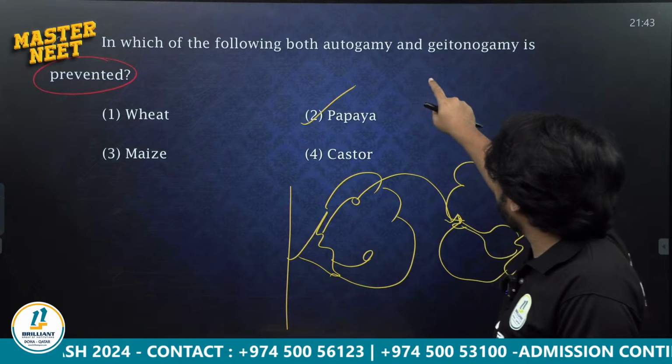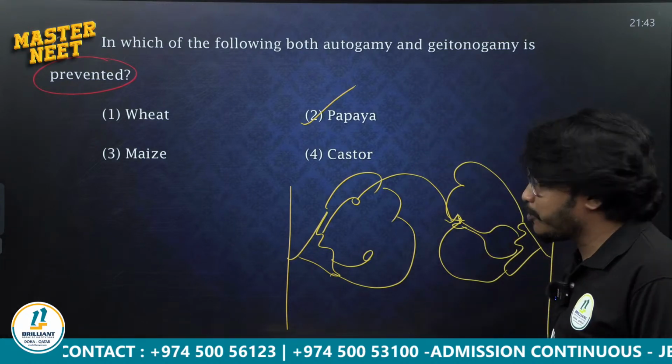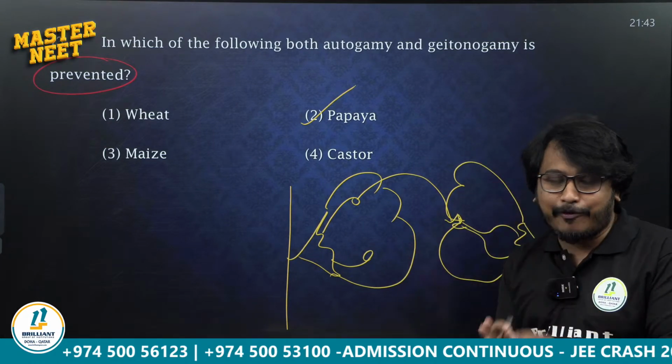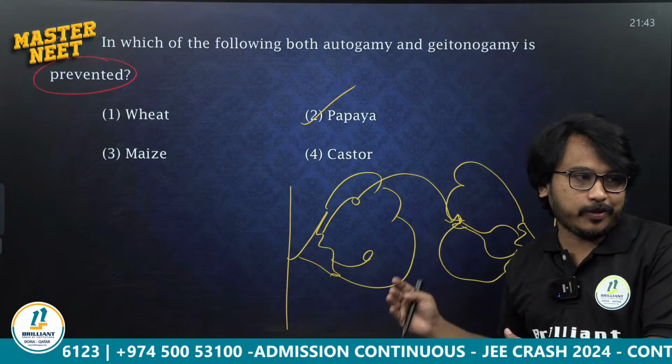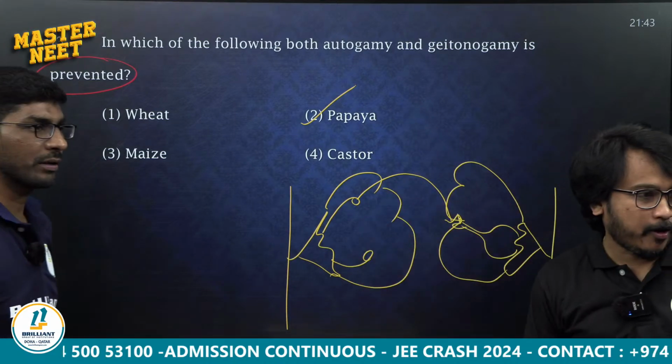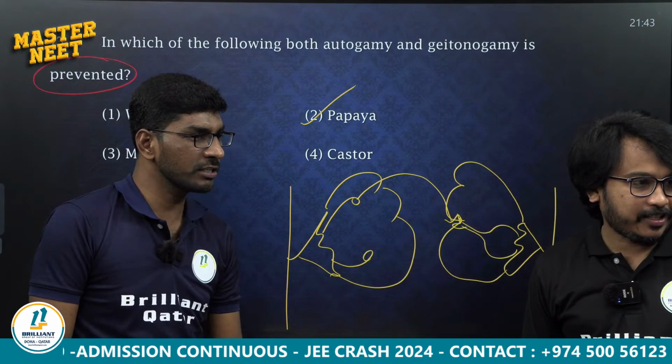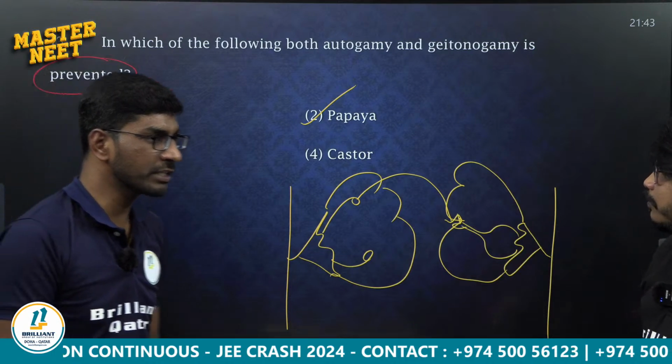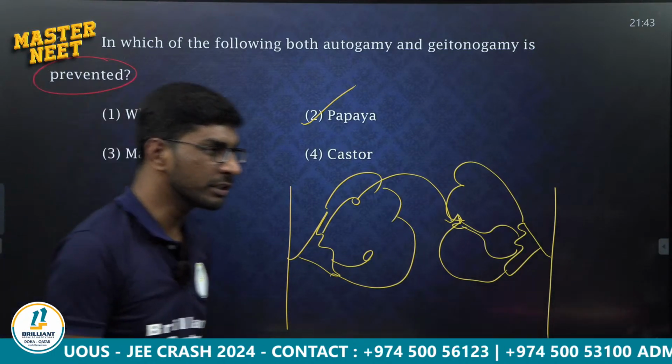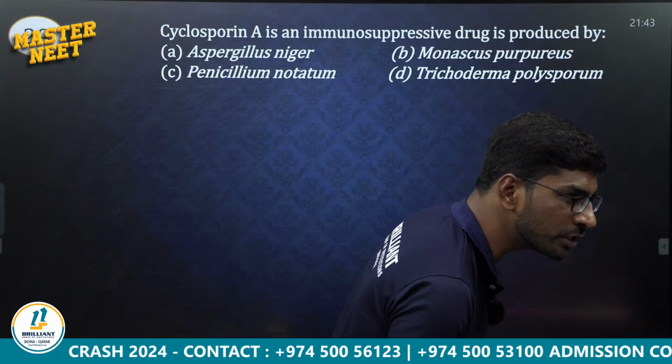So in which of the following both autogamy and geitonogamy are not possible? Here you can see they can have only which one? Xenogamy. So the answer is papaya. Hope you got it. Right. Many have commented. Yes. Very good. Next one. Is it correct? Yes. Who is this? Fahad.